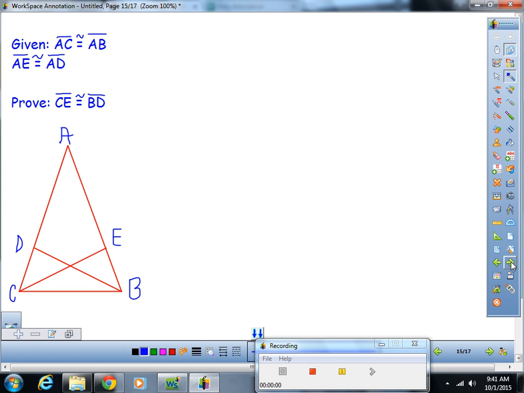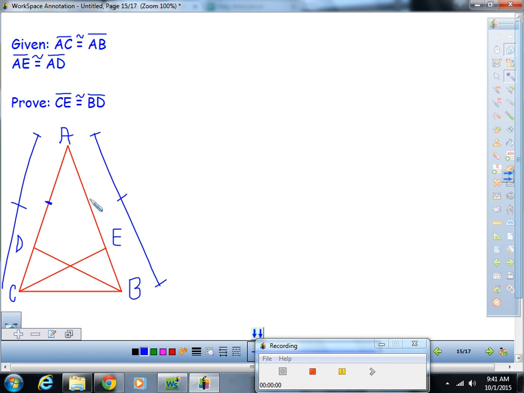We're given that AC, this entire segment, is congruent to AB. So we got that. And we also know that this small part is congruent to this small part, AD is congruent to AE. So we're trying to prove that CE is congruent to BD.